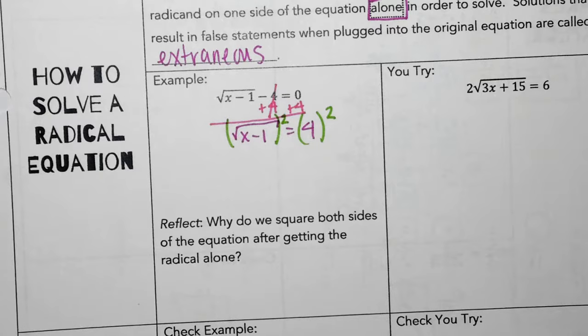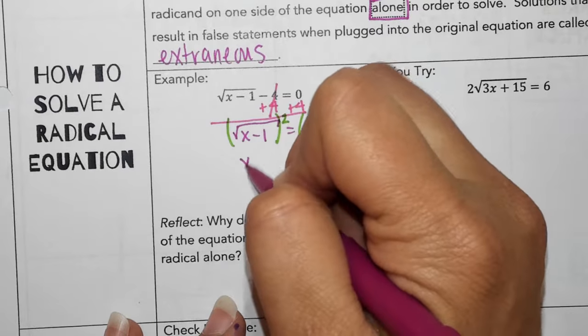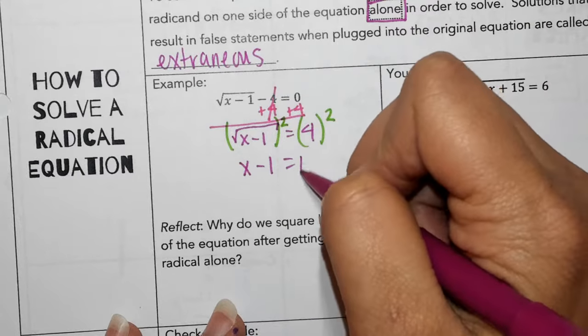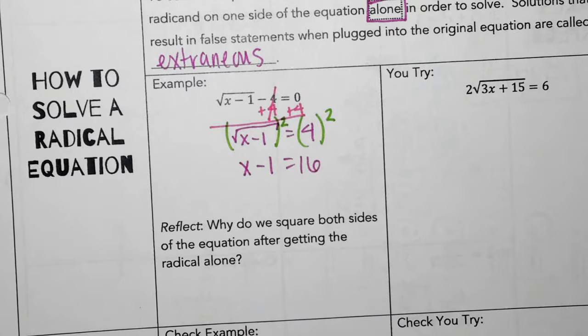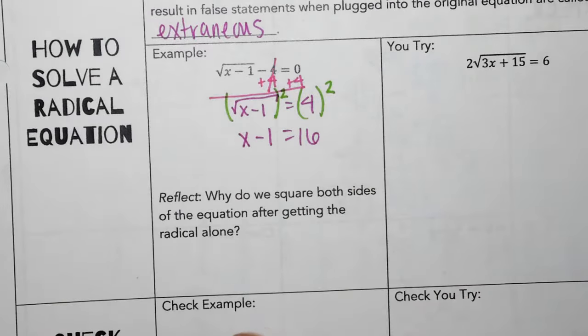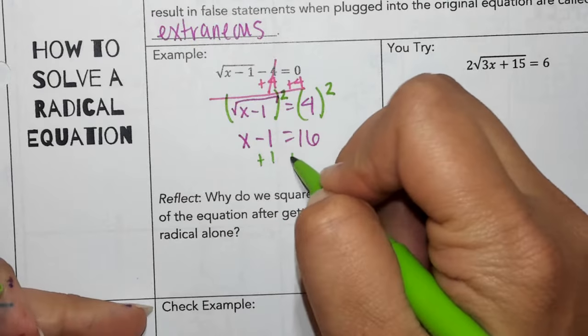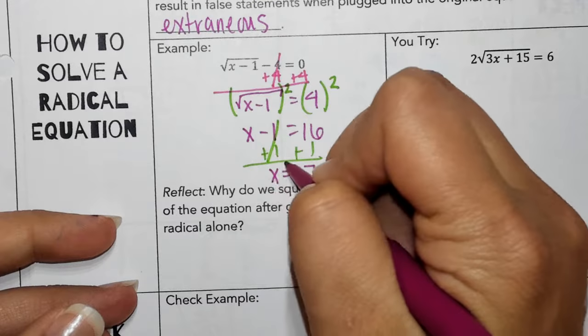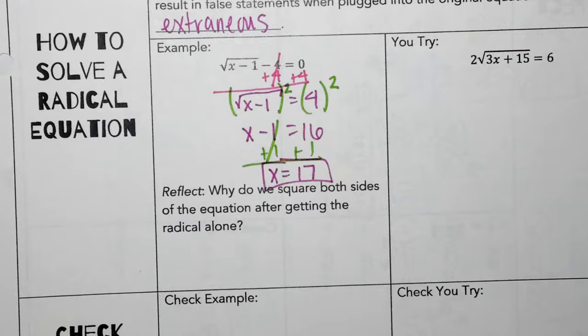Yes. And so we square both sides, and we end up with x minus 1 equals, what's 4 squared? Does everybody see how I got that? Are we sure? Alright. And then what do we do from here? Do we have x yet? No. What do we do? Plus 1. And what does x equal? 17. That's it. That's all you have to do. Isn't it crazy?